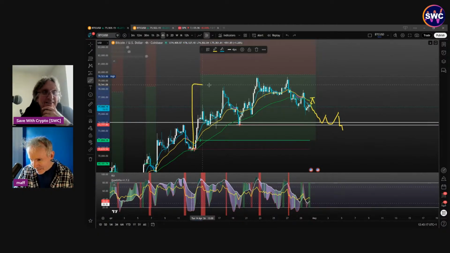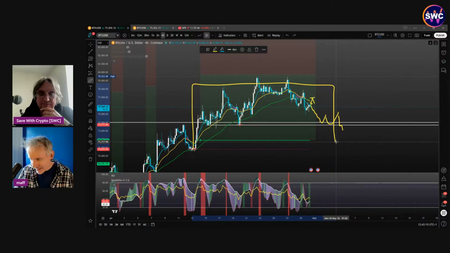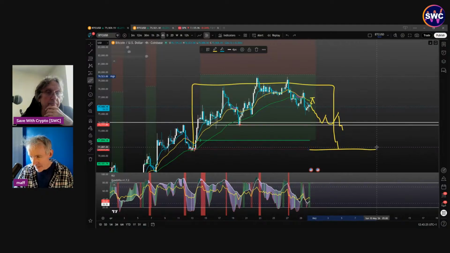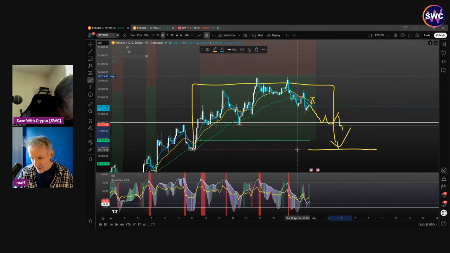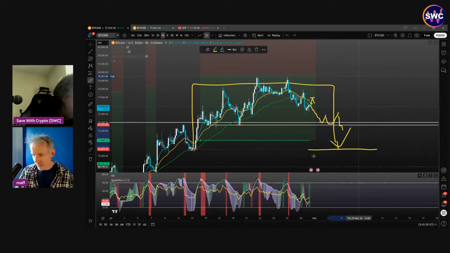So anyway, probably down to there, in fact. That market structure is what we're seeing play out along here: the price coming down to that 70k, 70.8, and then whether it bounces from there or just carries on down.